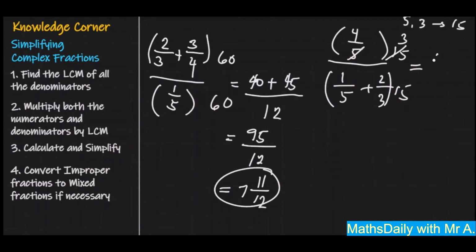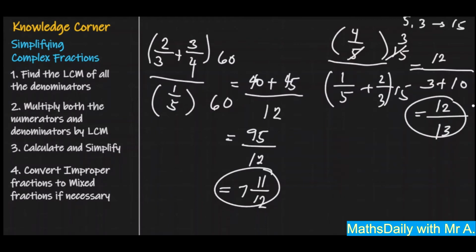3 times 4 is 12. 12 over 15 times 1 is 15 divided by 5 is 3, plus 15 times 2 is 30 divided by 3 is 10. Now this will give us 12 over 13. This is the final answer.